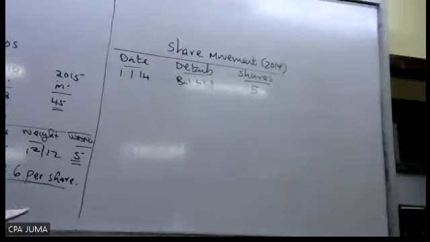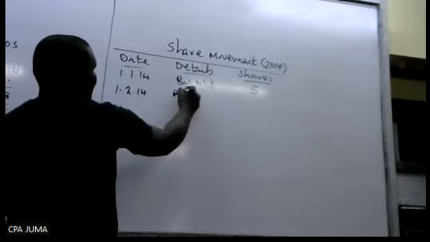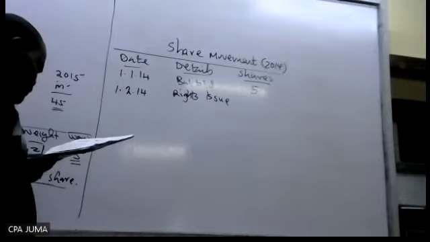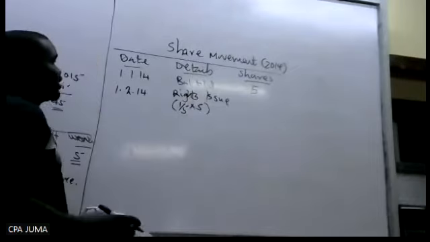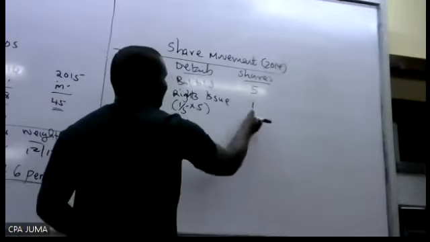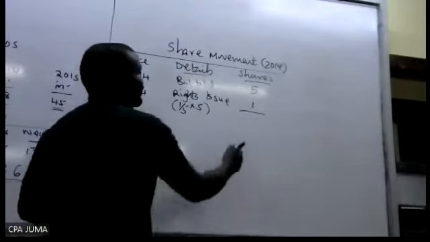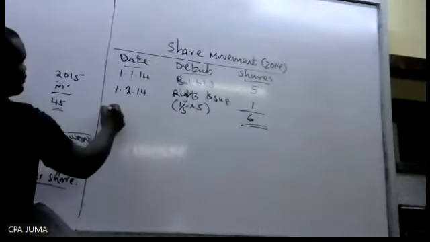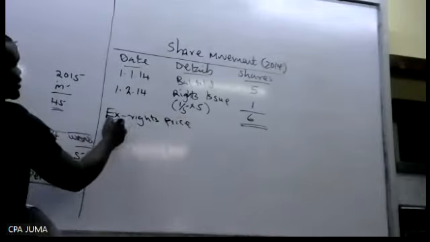Then there was a rights issue on which date? 1st of February. There was a rights issue. On what basis? 1 new for every 5. And we are having 5. Yes, so through the rights issue we are getting 1, so that is 6 after the rights issue. So I want you to get for me the ex-rights price.